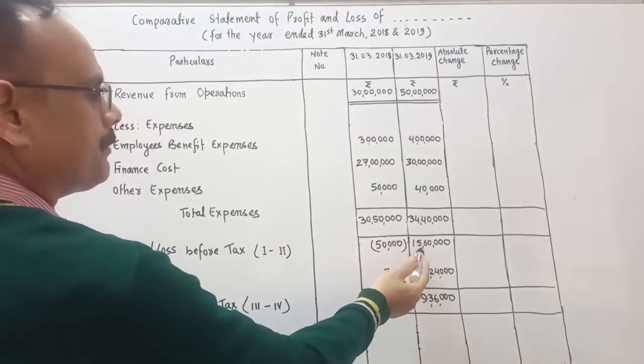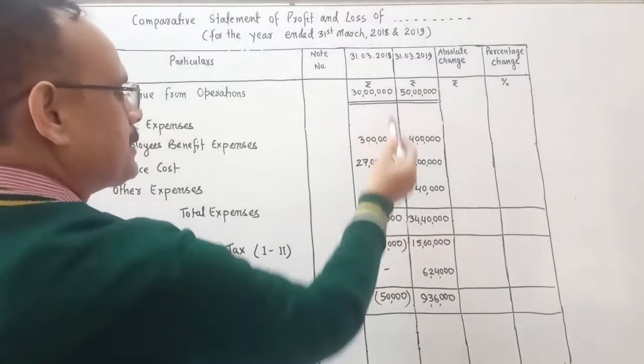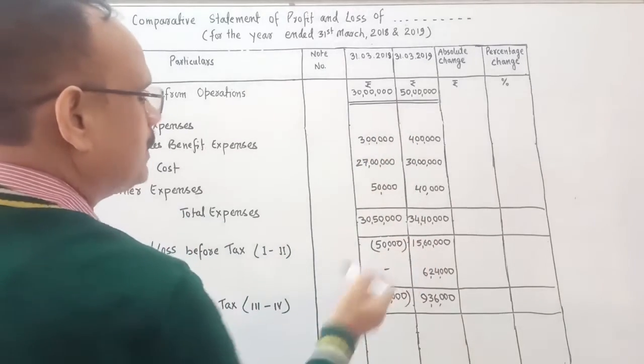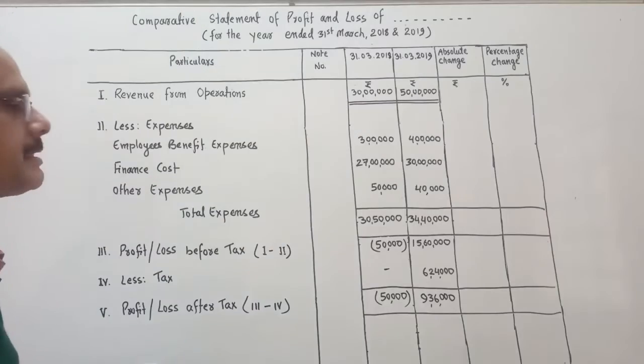In 2019, 50 lakhs is the revenue from operations and expenses are less than that, so there is a profit. 50 lakhs minus 34 lakh 40,000, so the profit is 15 lakh 60,000.